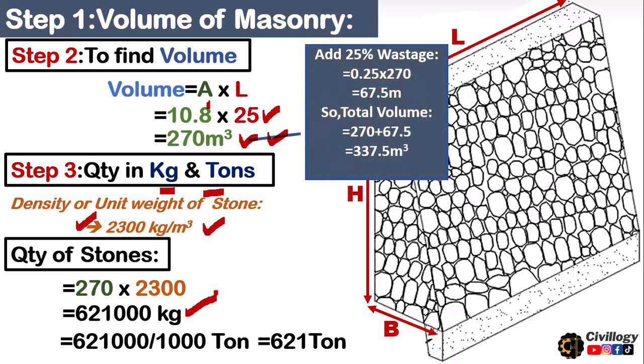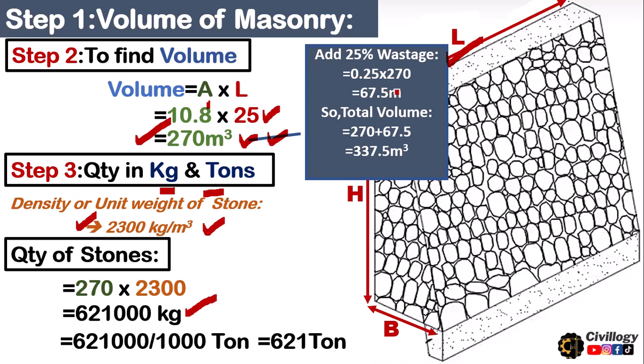As you know, if you are making stone masonry walls, you will have to break its corners to adjust it in the wall. So there is a lot of wastage, which is considered to be around 25%. So 25% of this volume will become 67.5 cubic meters.